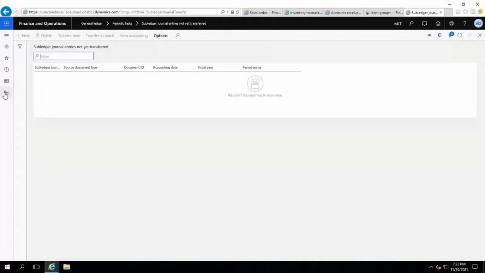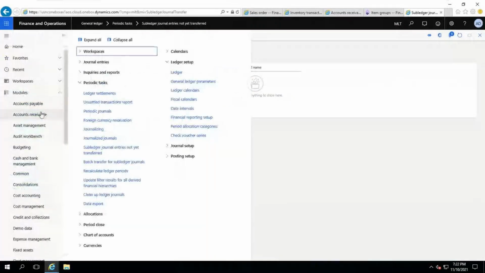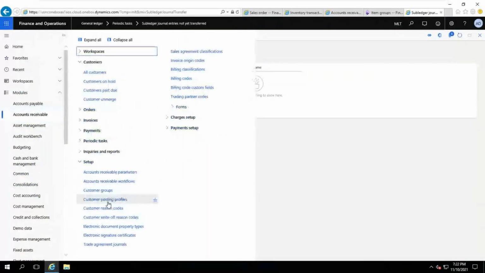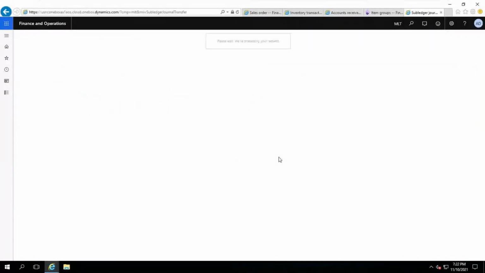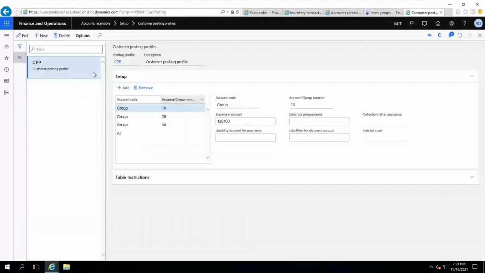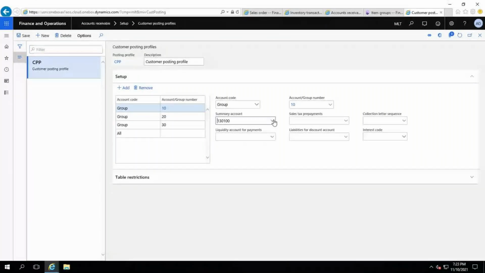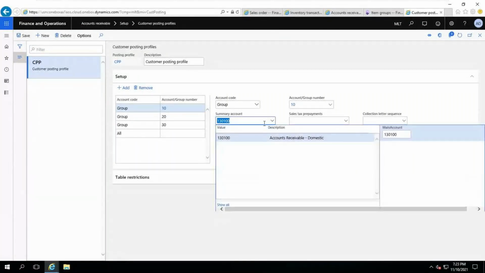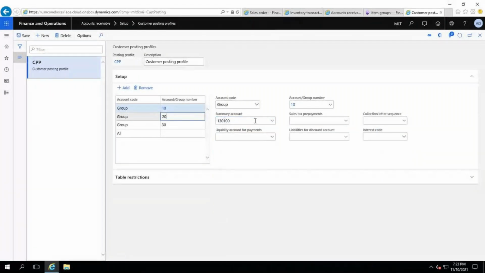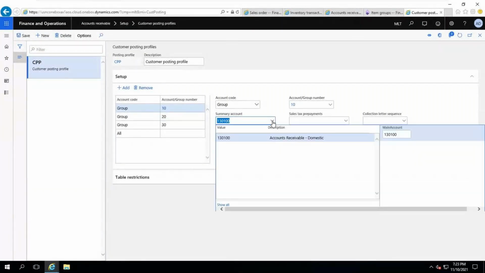Next one is one more account. So here, customer posting profiles, accounts receivable customer posting profiles. At that time, whenever I mapped it, it was standard. Later it was a shared set of accounts, so it is not recognizing those accounts. It is fine.